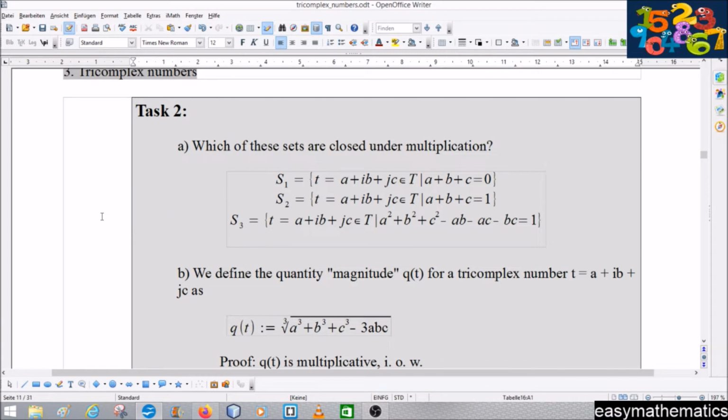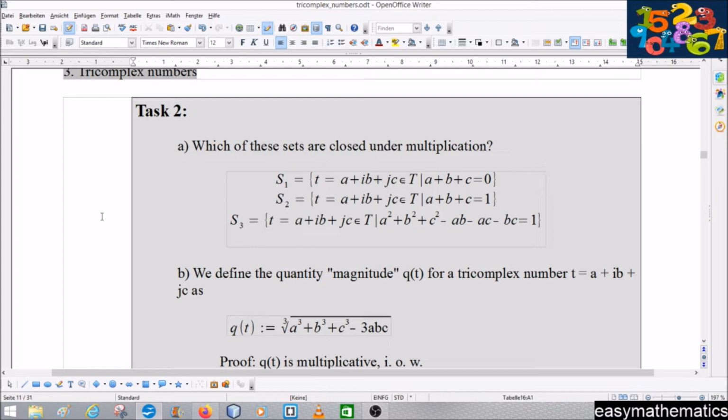Which of these sets are closed under multiplication? Being closed under multiplication means if we take two numbers of a set and multiply them, then the result belongs to the set. If this is satisfied, then we say a set is closed under multiplication. And we have three sets: S1, S2, S3. S1 is the set of three complex numbers with the condition a plus b plus c is 0. S2, similar, the sum is 1. And S3 is this crazy expression from above, but not equals 0, it's equals 1.